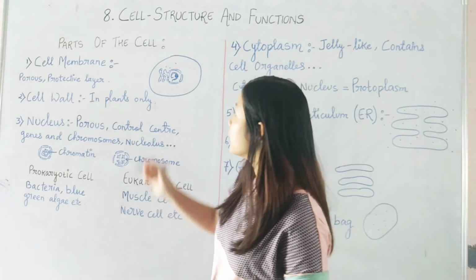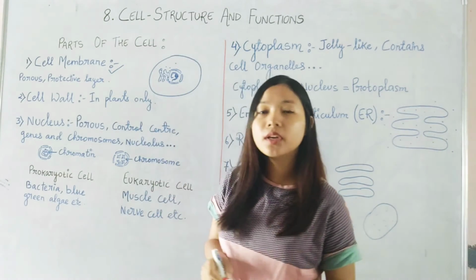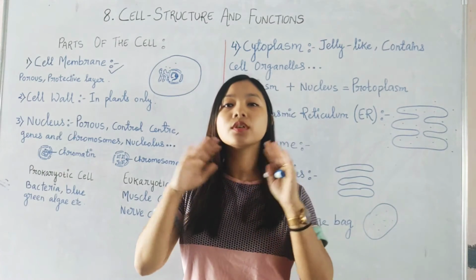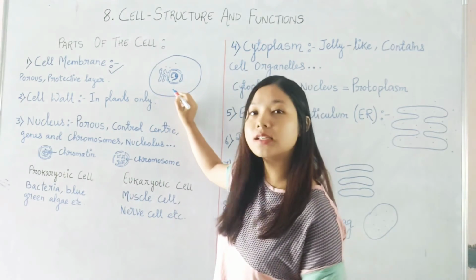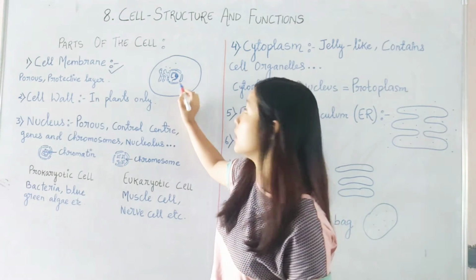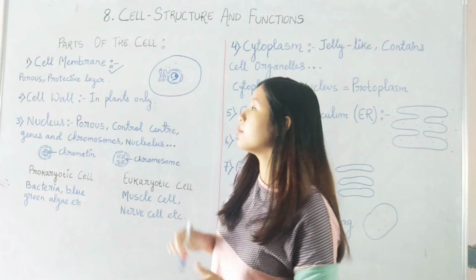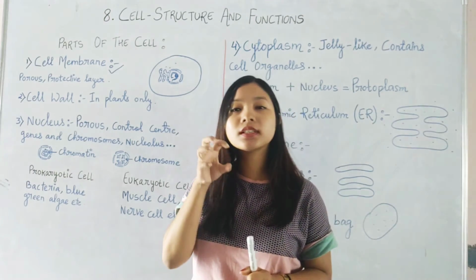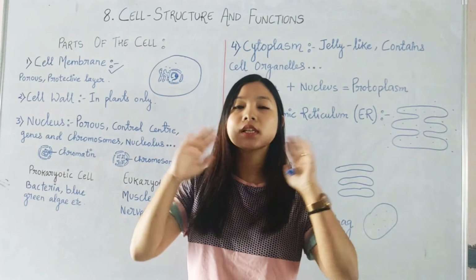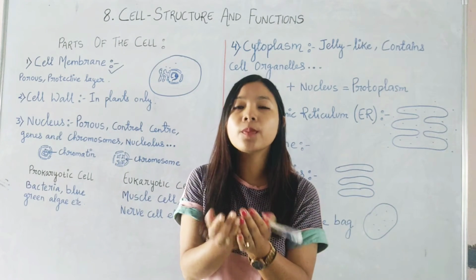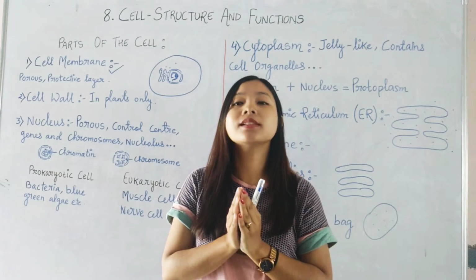First is cell membrane. Cell membrane is the protective outermost layer of the cell. Here this is a simple diagram of a cell, and this outermost covering of the cell separates the cell from the outer environment. You can imagine just like the walls of a room, this cell membrane protects the cell from its surrounding.